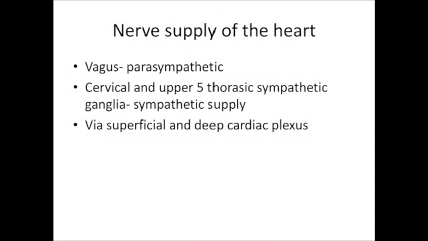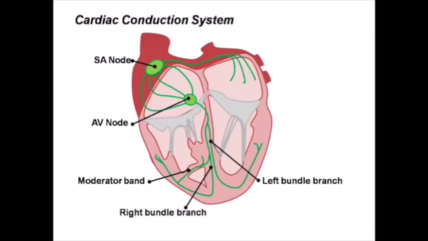Nerve supply of the heart. The heart has sympathetic and parasympathetic nerve supply. Parasympathetic supply is given by the vagus, and sympathetic nerve supply is given by the cervical and upper 5 thoracic sympathetic ganglia, as well as the superficial and deep cardiac plexuses.